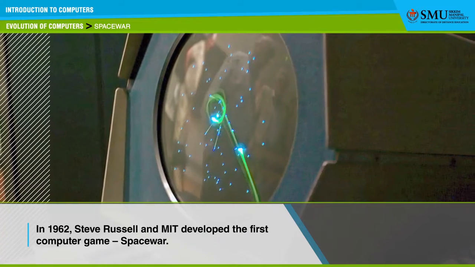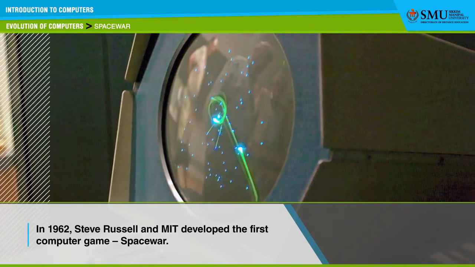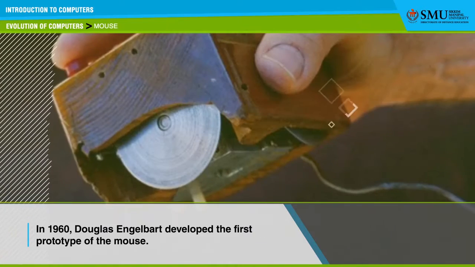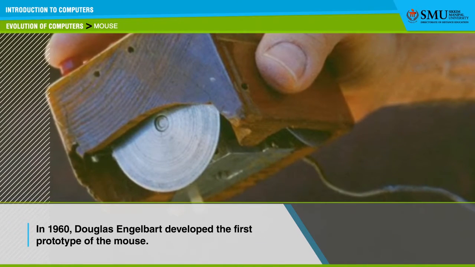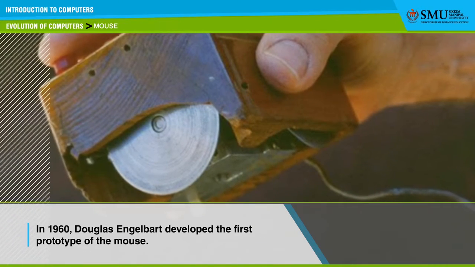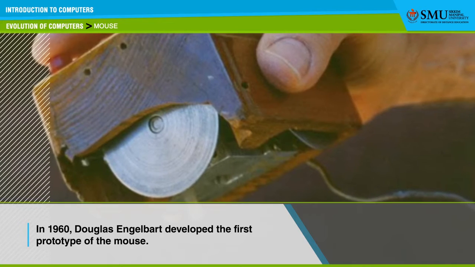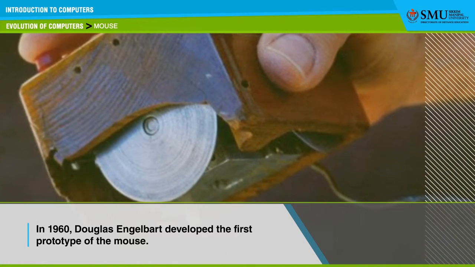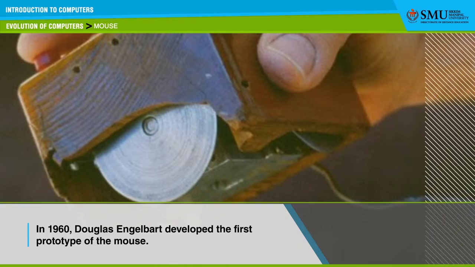In 1962, Steve Russell and MIT developed the first computer game, Space War. In 1960, Douglas Engelbart developed the first prototype of the mouse. It had a wooden shell and 2 metal wheels. He called it a mouse as the wire came out like a tail at one end.